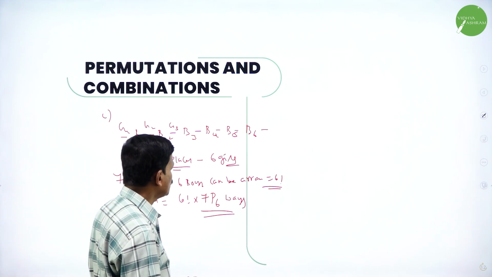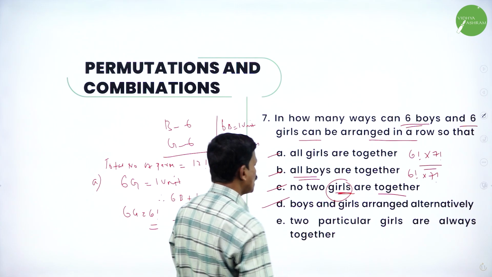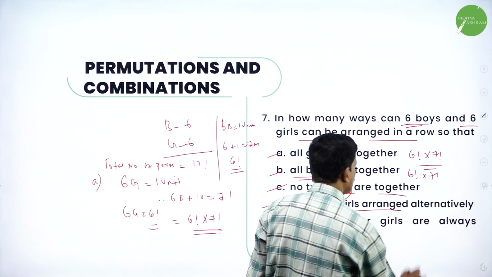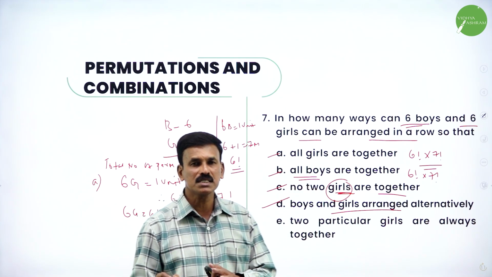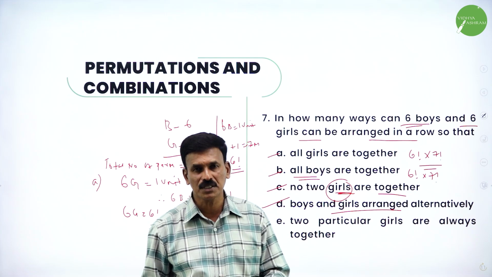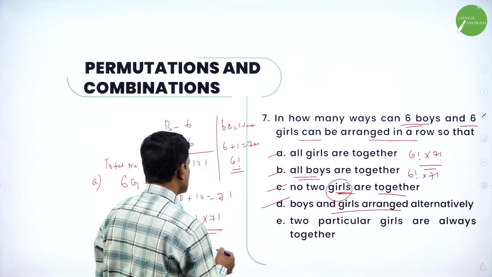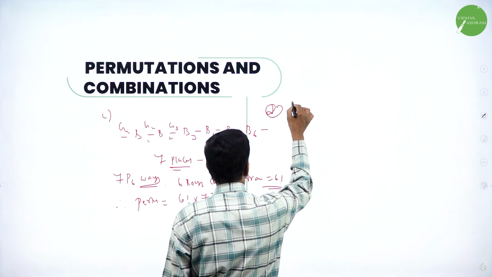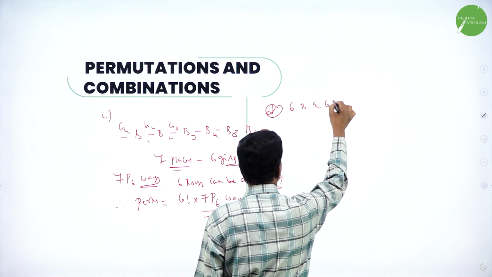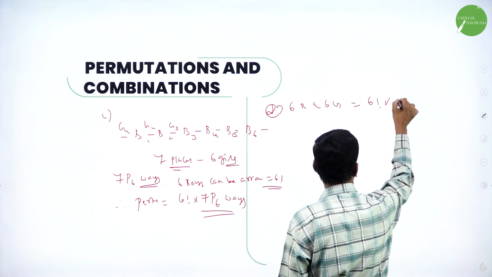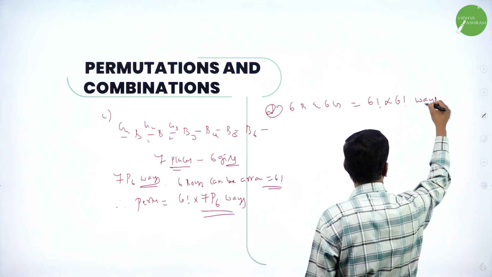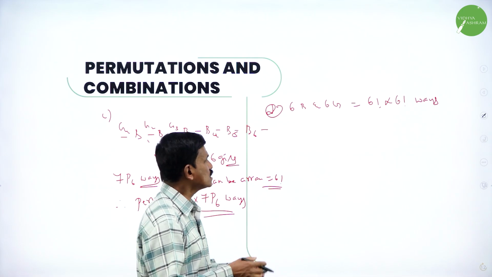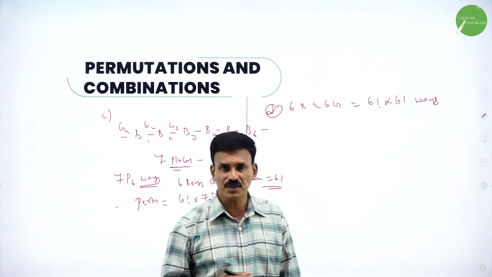Now move on to the next one. What is the next one? Boys and girls arranged alternatively. 6 boys and 6 girls can be arranged alternatively. Very simple here. 6 boys and 6 girls can be arranged alternatively in 6 factorial into 6 factorial ways. That's it. Very simple.